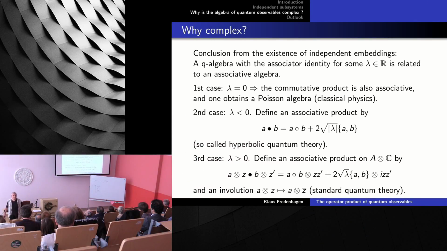So the remaining problem is, can we understand why the hyperbolic quantum theory does not occur in nature? Or maybe it occurs and we just have not seen it, which would, of course, be more exciting, but okay.